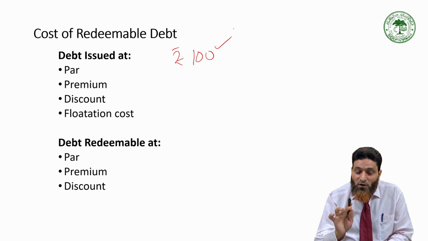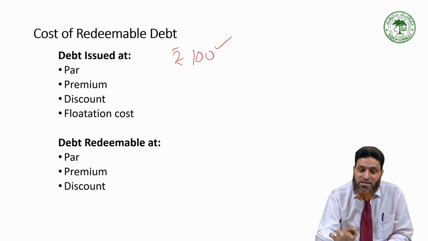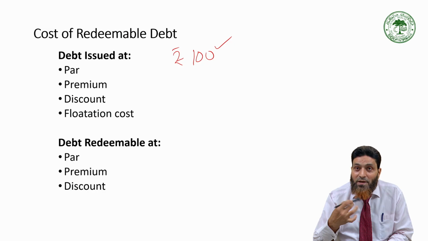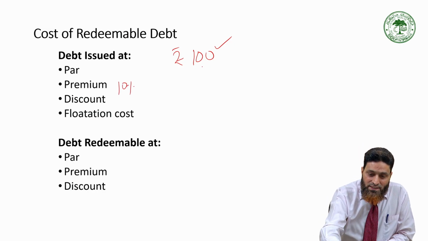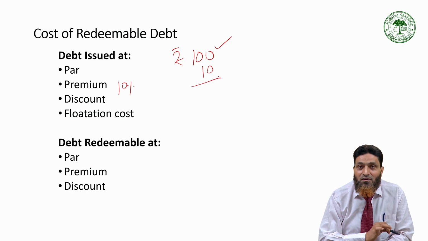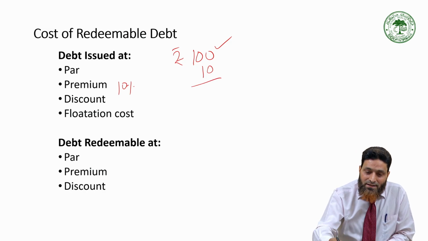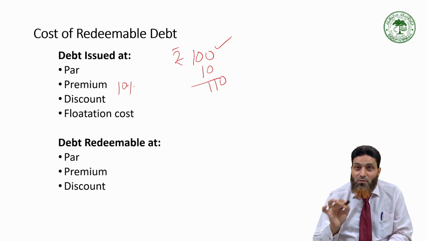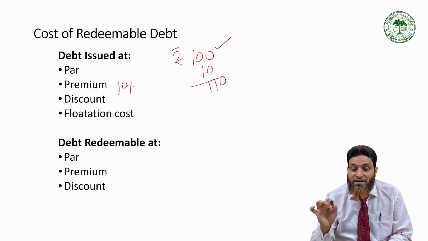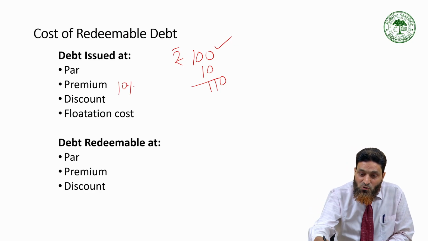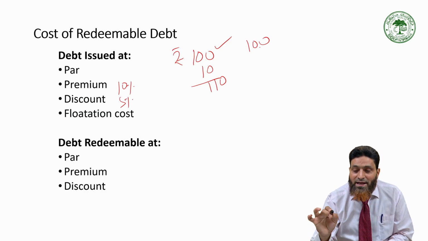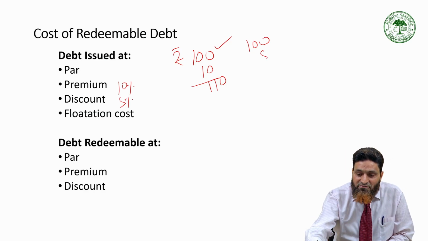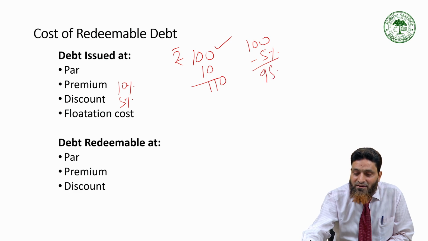But suppose the face value or par value of the bond is 100, but it has been issued at a premium. The company is charging more money. Suppose the premium is 10%, so 10% amount, rupees 10 on 100. So it will be sold at 110. So the company will be receiving more amount. Net proceed will be 110. But if it is a discount, suppose discount 5%, the value of the bond is 100. It was issued at 5% discount. It means the actual amount the company received is 95.